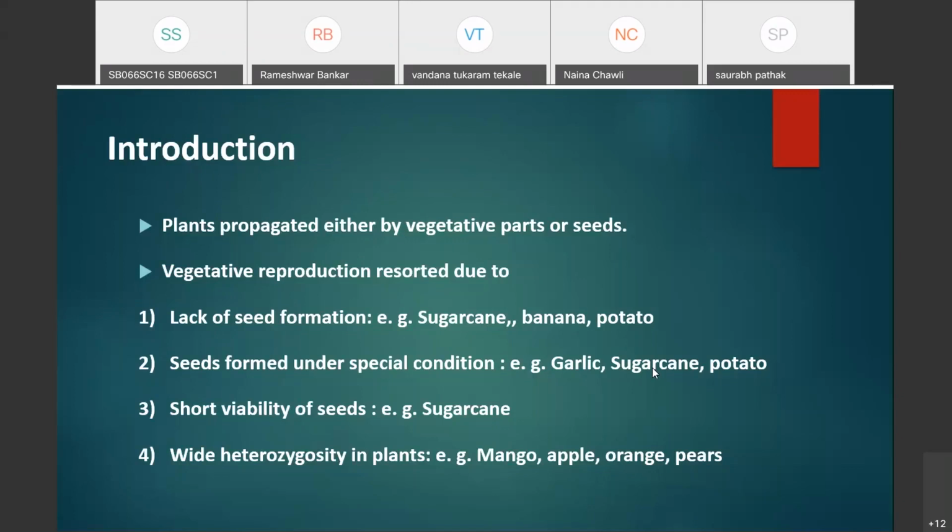There are four reasons due to which the plants are propagated by the vegetative parts. The first one, lack of seed formation. The second one, seed formed under special conditions. Then the third one, short viability of the seeds. And the fourth one is the wide heterozygosity in the plants.